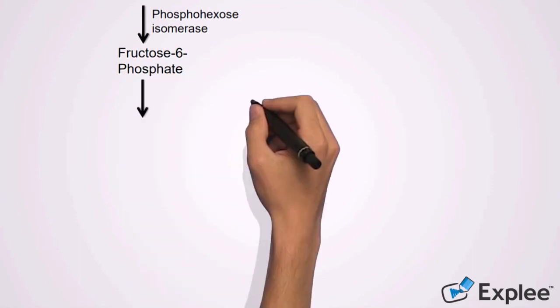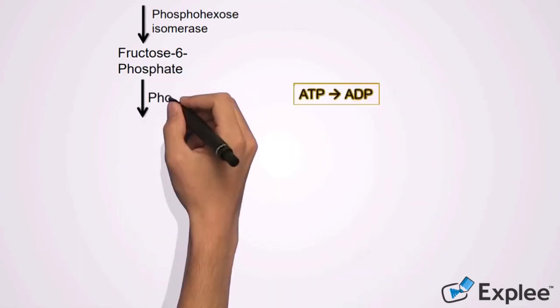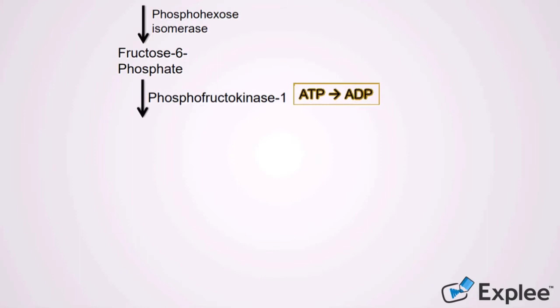From there, it will undergo isomerization and will yield fructose-6-phosphate. Phosphofructokinase 1 will act and convert it to fructose-1,6-bisphosphate, where another ATP is consumed.